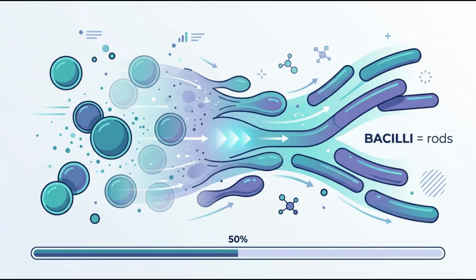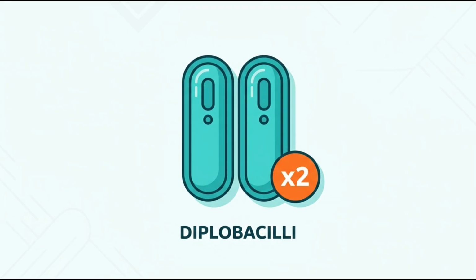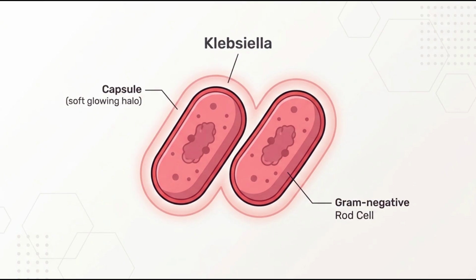Halfway there. Now swap spheres for rods, the bacilli. Same logic. 2 rods paired up? Those are diplobacilli. Plump, capsule-wrapped pairs often point straight to Klebsiella.